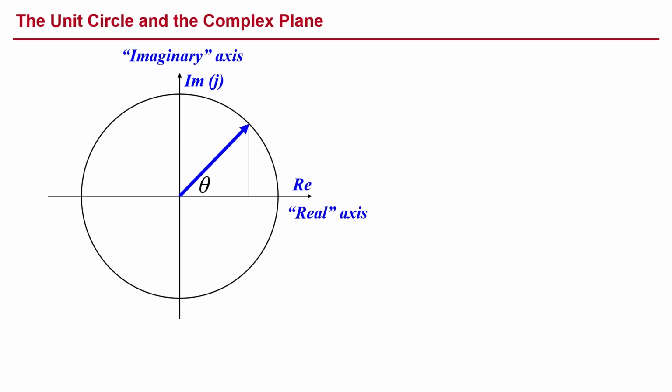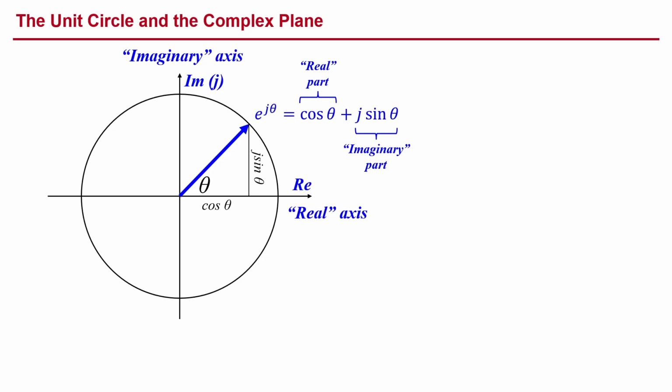The point on the unit circle represents a complex number, whose real component equals cosine of theta, and whose imaginary component is j sine of theta. From Euler's formula and the proof that we just walked through, we can say that this is equal to e raised to the power of j theta, which includes both the real and imaginary components of our complex number.